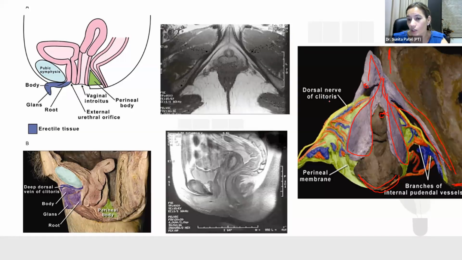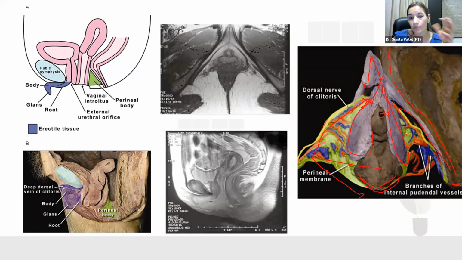These are the dorsal branches of the pudendal nerve, which is going upward towards the clitoris. So pudendal nerve, upper branch. There are three branches of the pudendal nerve. One supplies the anorectal region, one supplies the perineal region, and one supplies the clitoral region. So these are the dorsal nerves of the clitoris, which make the clitoris more sensitive.